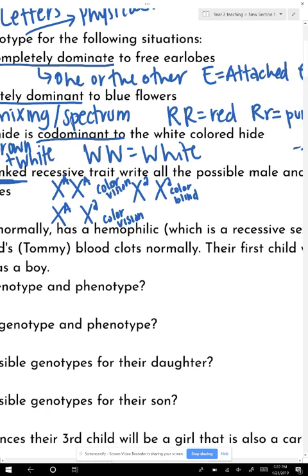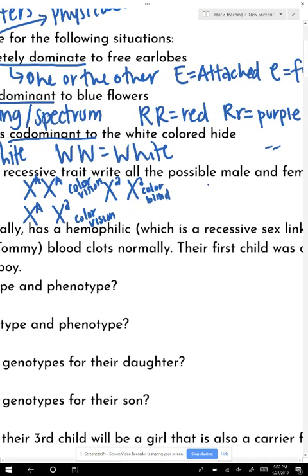Right? So those are 3 possible females. For males, there's only 2 possible. We have XY. So these are our males. My males, again, the letters that we have here can only go on the X chromosome. So my males, I have X^A or X little a, and this one is going to be color vision, and this one is going to be colorblind.